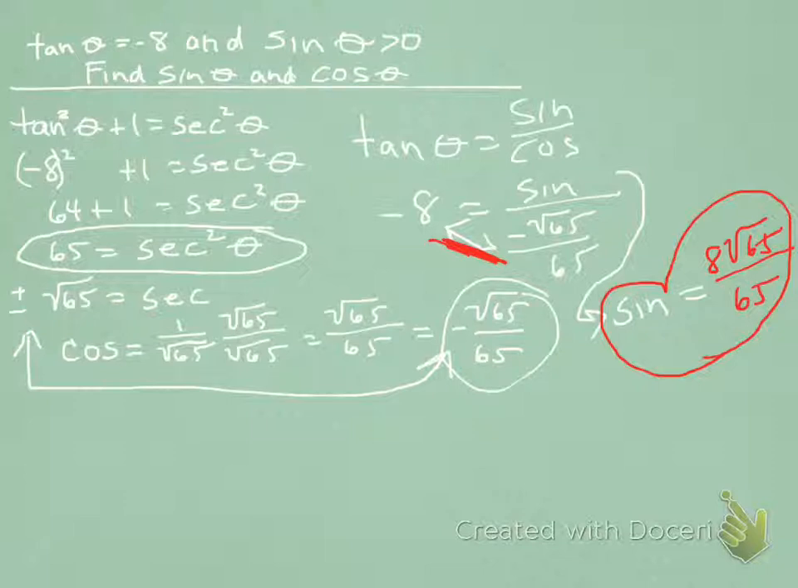Alright, so we started with knowing that the tangent was negative, the sine was positive, so that told us the cosine must be negative. We used one of our Pythagorean identities to solve for the secant, which we then used to figure out the cosine, which was the inverse, and then we plugged that back into our very basic formula of tangent equals sine over cosine, and that was our quotient identity, and then used that to solve for sine, which we came out to again 8 times the square root of 65 over 65.